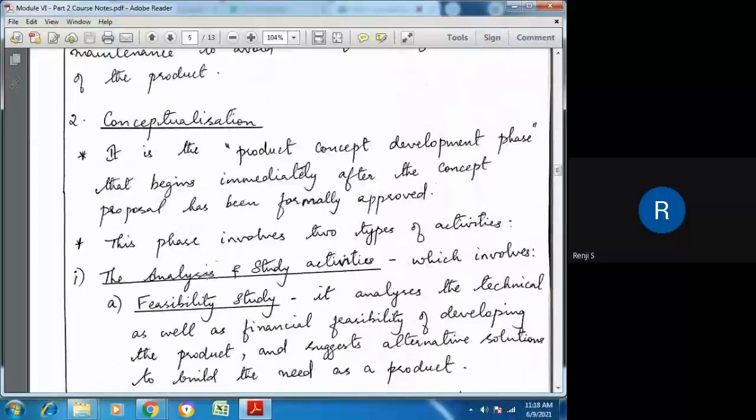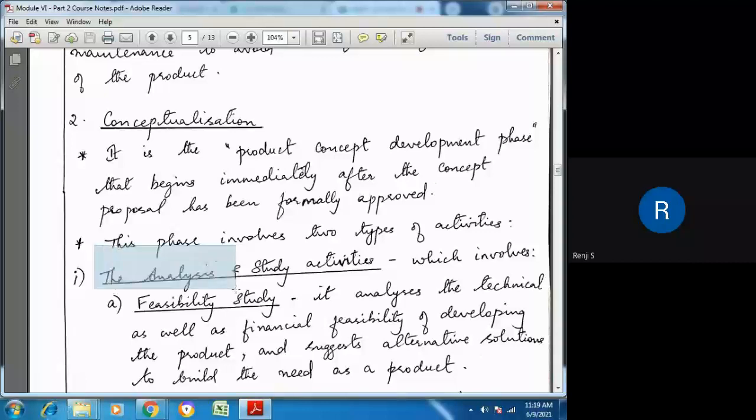The conceptualization phase is the second phase, the product concept development phase, which begins immediately after the statement of need has been approved. The statement of need is the need that arose in the first phase. After approval, the conceptualization phase begins, and two activities are carried out: one is analysis and study activity, and the other is project planning.